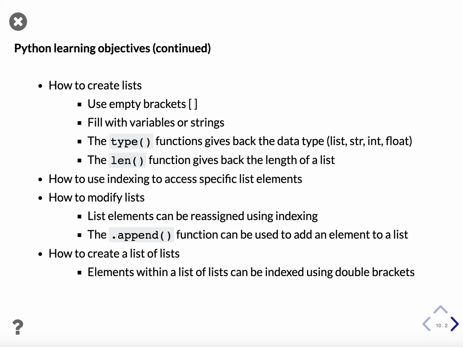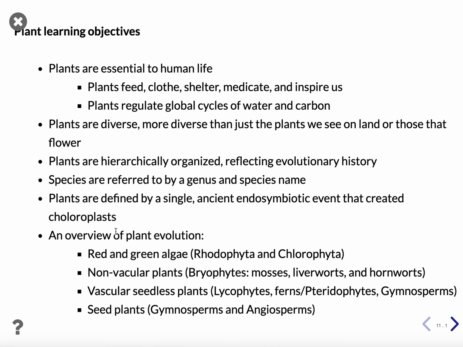And we learned how to modify lists. List elements can be reassigned using indexing. You just index and set it equal to that. And then we can use the append function, and it's a dot function. So we put the dot append function after a list, and it will append whatever we put in the parentheses. We also learned how to create a list of lists, and the elements within a list of lists can be indexed using double brackets.